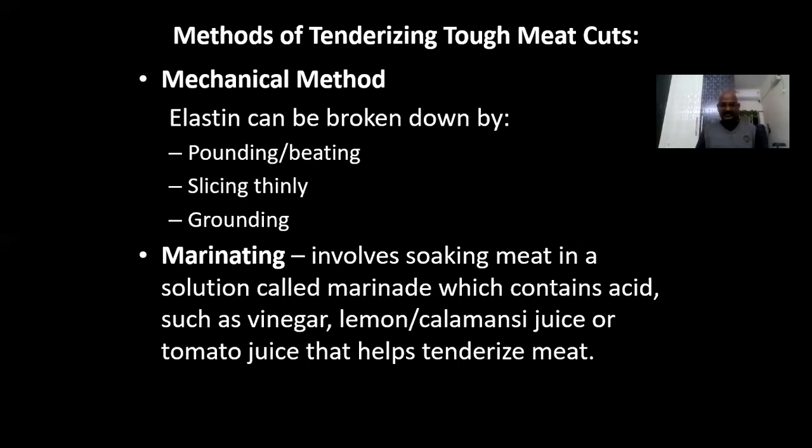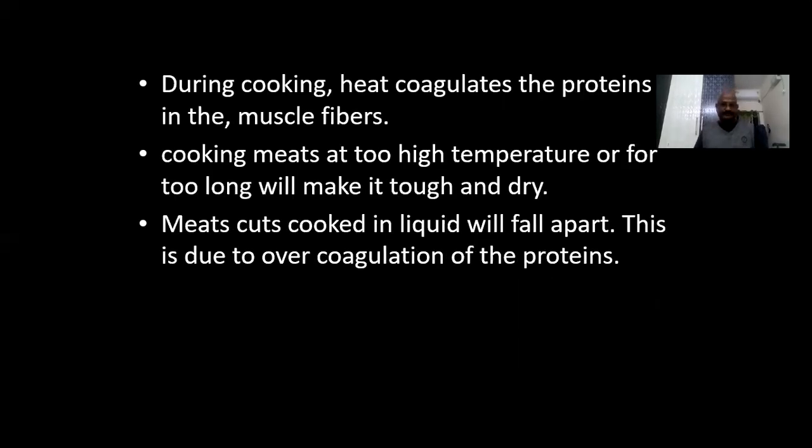And marinating methods involve soaking the meat in a solution called a marinade, which contains an acid such as vinegar, lemon, calamansi juice or tomato juice that helps tenderize the meats. Apart from this, you can use spices, herbs, garlic, oil, red wine, or white wine for tenderizing the meats. That is known as marinating.